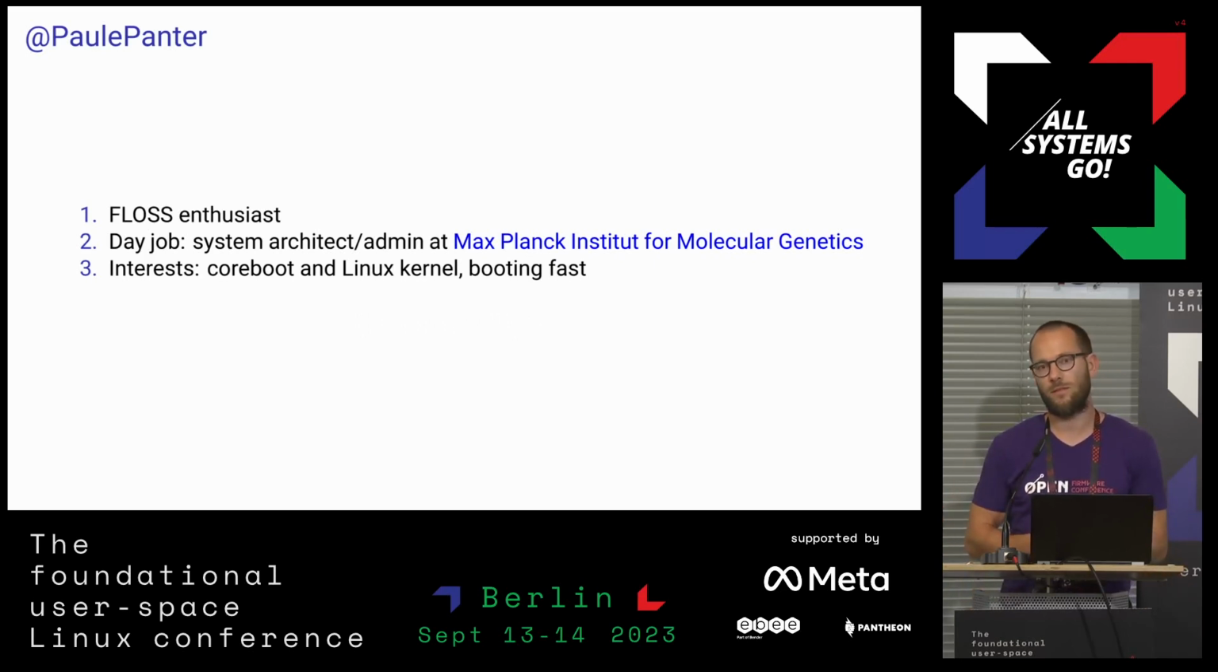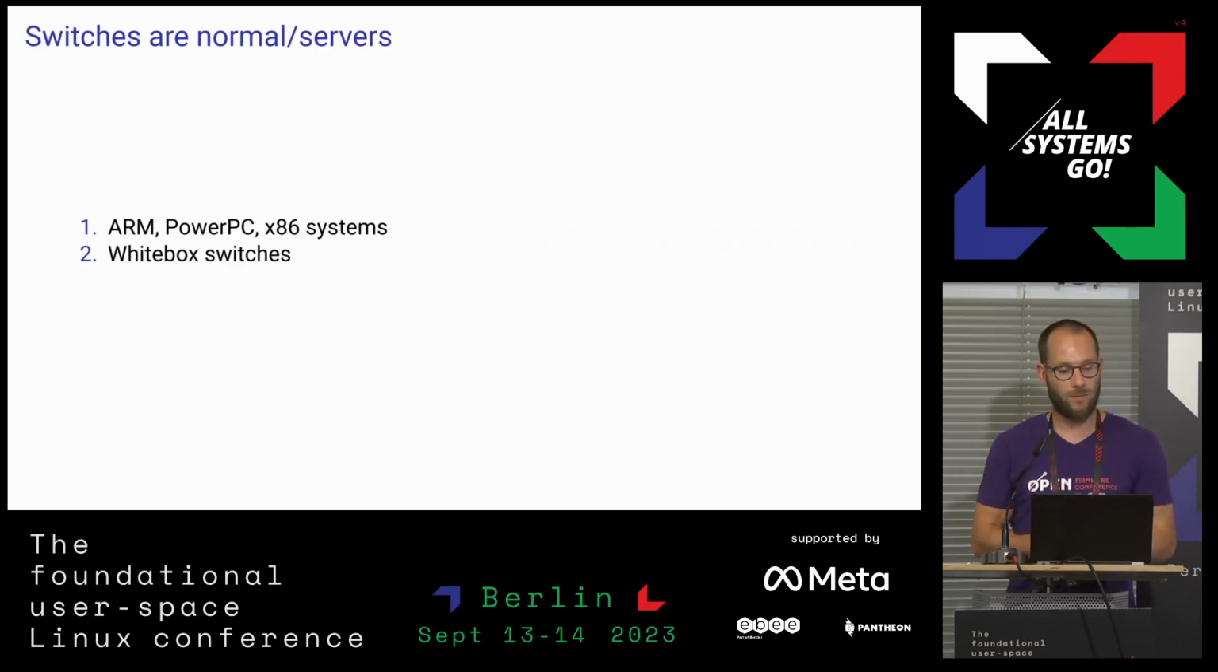It's 10 gigabits now, but there are big genetics data files, sequencing files, and they need to be moved around, and we also use NFS for this. And my main interests are coreboot and the Linux kernel, and trying to optimize system boot time. That's my pet peeve.